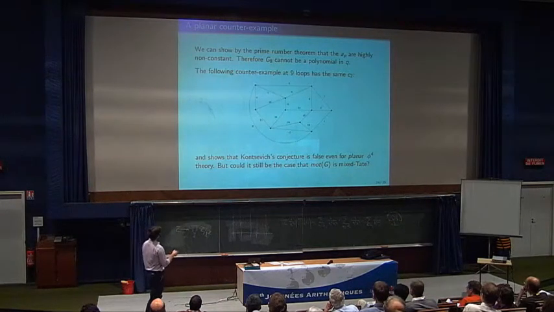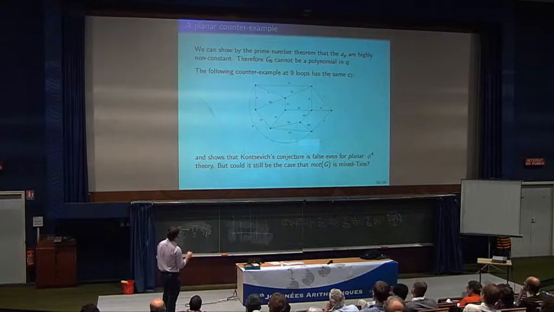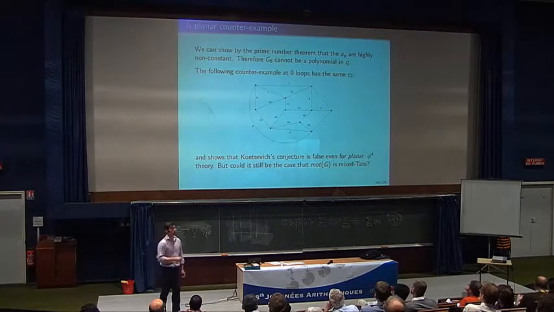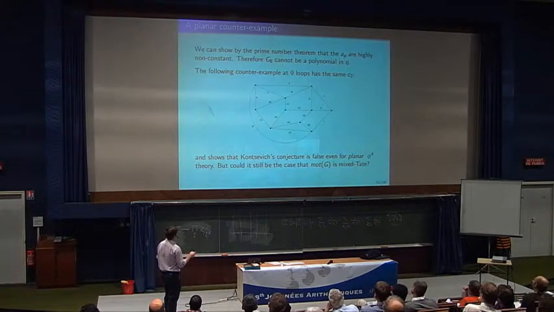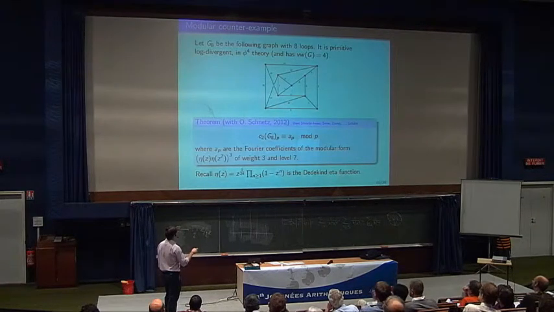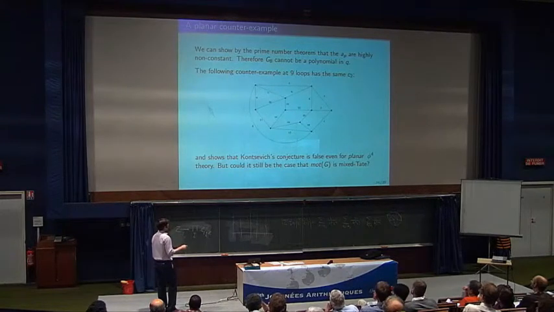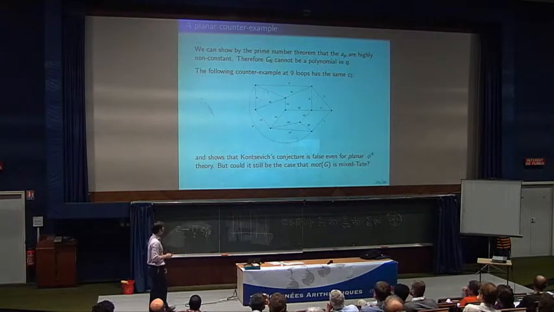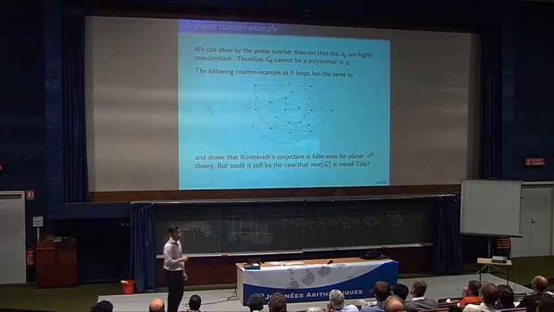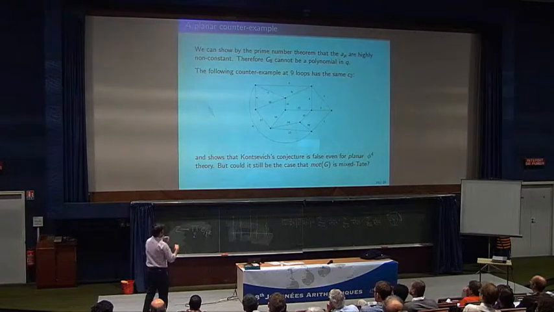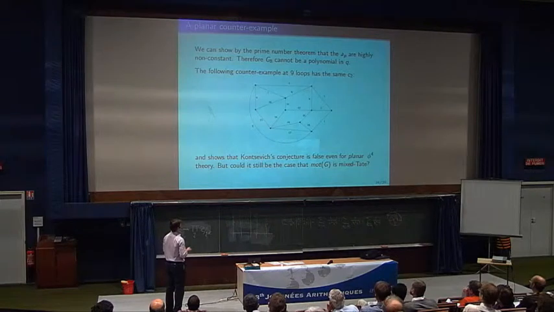Okay, so even worse, if we go up to 9 loops, we find another graph here, which is now planar, and has exactly the same property as the previous example. So it's also modular. And in fact, it's very easy to see, because here we have a double triangle, by double triangle and completion, it almost immediately reduces down to this example. So this shows that Kontsevich's conjecture is false even for planar graphs. This is important because there's a long precedent in physics of taking planar limits of quantum field theories. So there's a history of restricting to planar graphs.